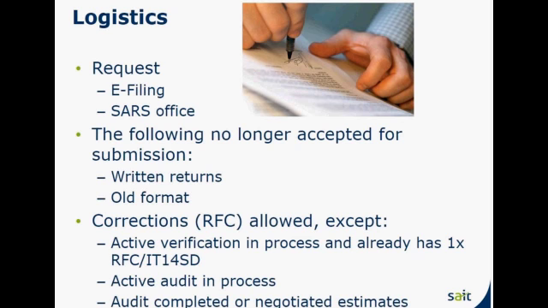So if there's an active audit in process, then you can't request a correction. If the audit has been completed or certain estimates have been negotiated with SARS, then in all other instances you should be able to make a correction.